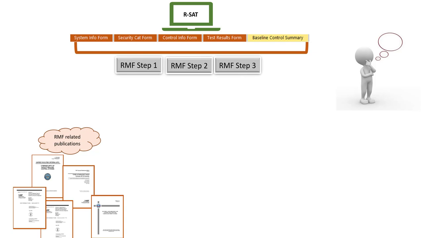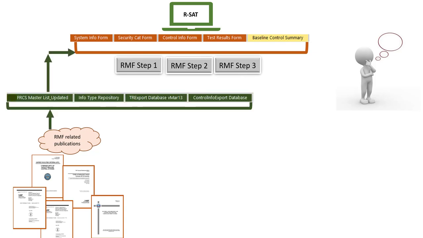RSAT worksheets step through RMF steps 1 through 3. The databases auto-populate RSAT worksheets with standard responses based on FRICS characteristics, as well as simple user selections. The User Guide, RSAT Instructions tab, and pop-up menus guide the user through the necessary input selections and options to tailor the auto-populated data.